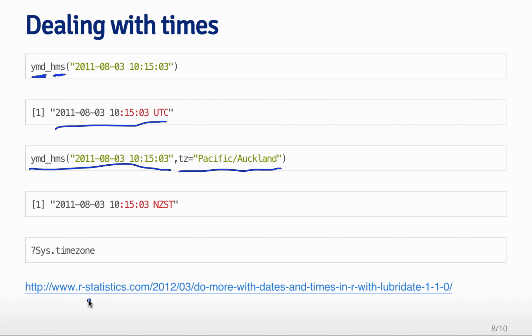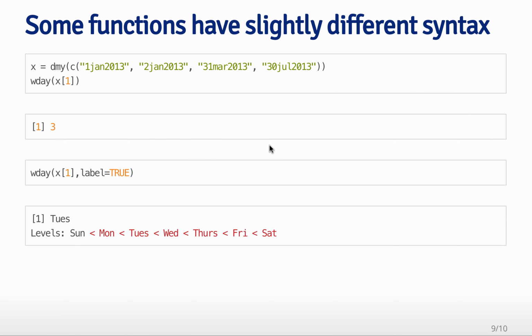And I'm getting this from a tutorial on statistics.com about lubridate. And so if you want to learn more about how to set time zones and what time zones are, you can look at ?Sys.timezone. Some functions have slightly different syntax. So if you're using the base date manipulation functions, you use weekdays, but if you are using the lubridate package, you're going to use wday like this to get the weekday, and this will give you a number here, which is going to be 3.